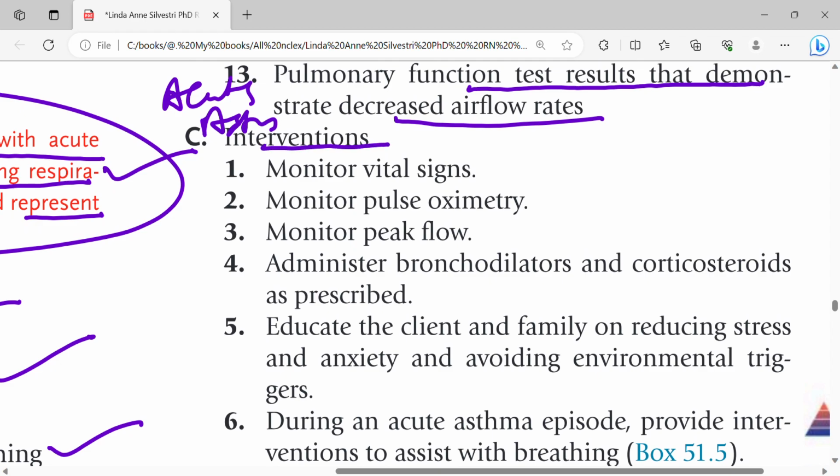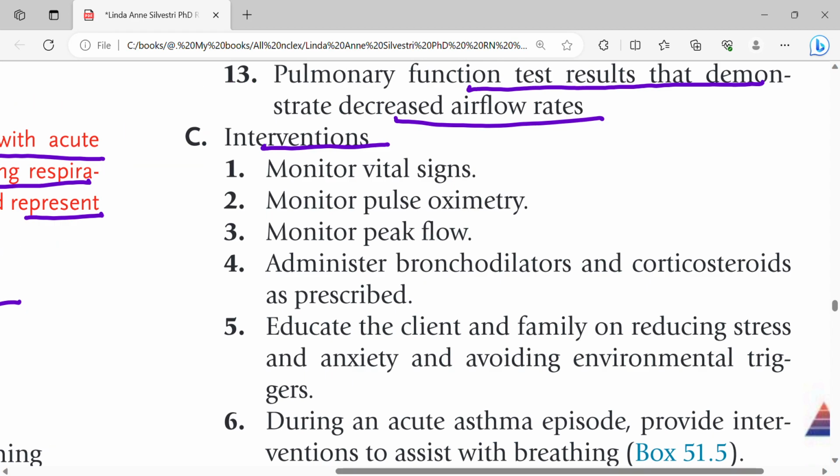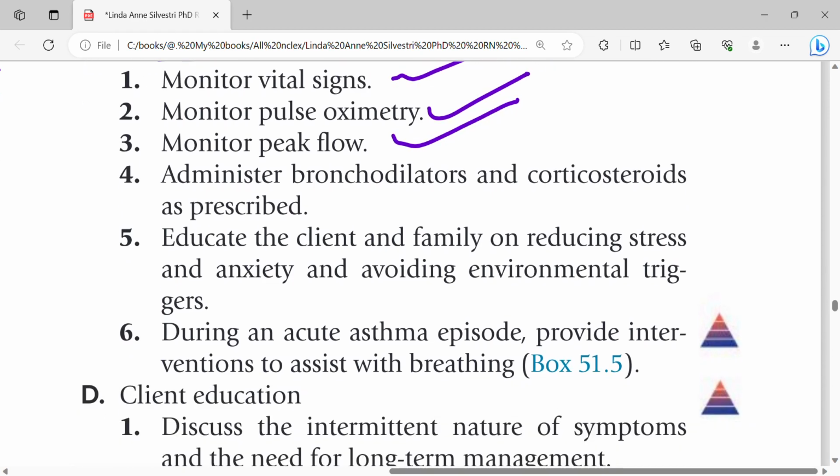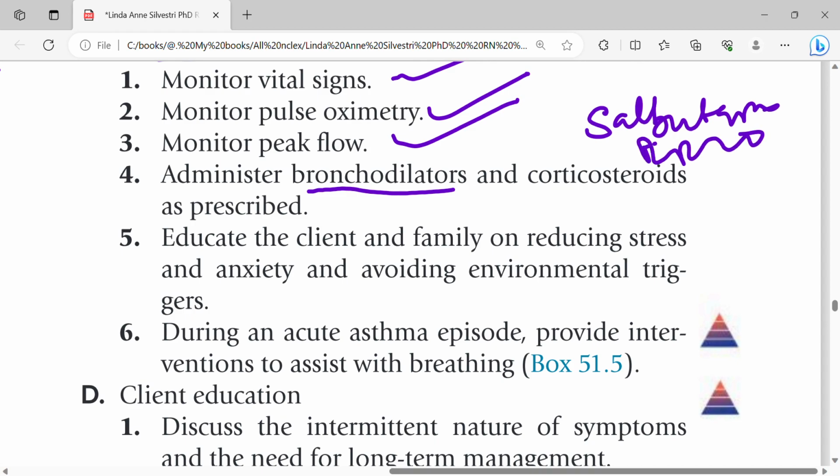Interventions. So what interventions will we provide for a patient with asthma? First, we need to monitor the vital signs. It is a nurse's responsibility: whenever a patient comes with any disease, we need to check the vital signs. Monitor pulse oximetry. Monitor peak flow rate. Administer bronchodilators. What are the bronchodilators? Like salbutamol, ipratropium. These are the bronchodilators.